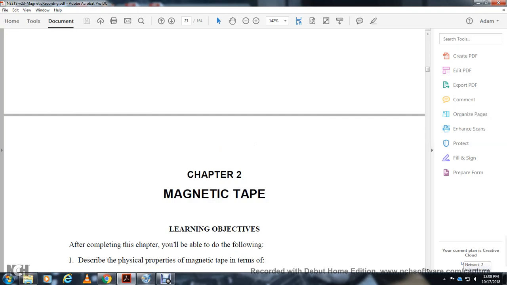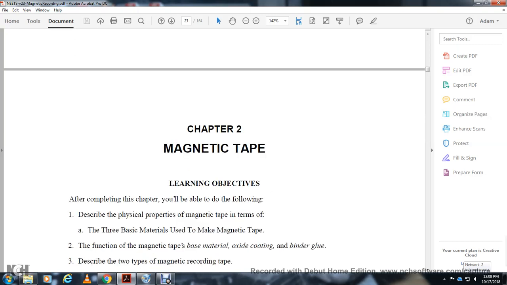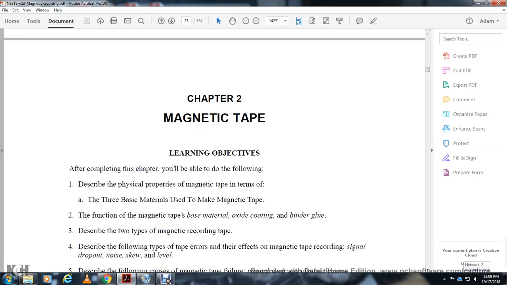Alright, Chapter 2, Magnetic Tape. Learning objectives. After the completion of the chapter, you'll be able to do the following. Describe the physical properties of magnetic tape in terms of the three basic materials used to make magnetic tape, and the function of the magnetic tape base material, oxide coating, and binder glue.